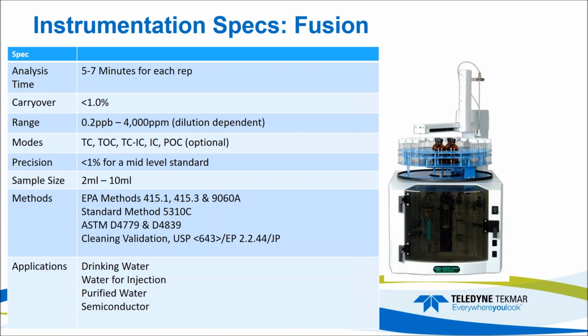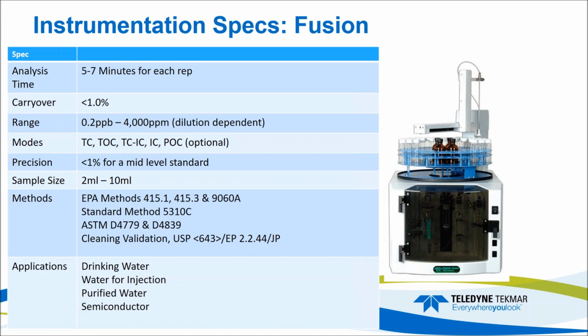Analysis time is typically 5 to 7 minutes for each replicate. So again, it's really fast. Carryover is less than 1%, and it actually has an automated rinse process between each replicate. So we'll take an aliquot of DI water and rinse the entire sample pathway to help reduce any kind of carryover from sample to sample or rep to rep.